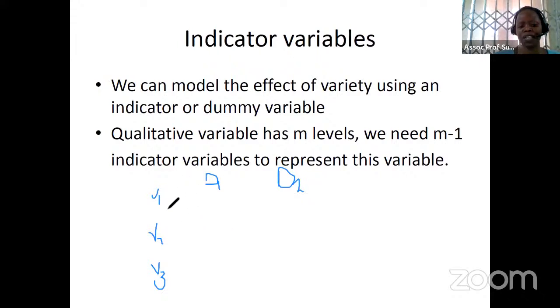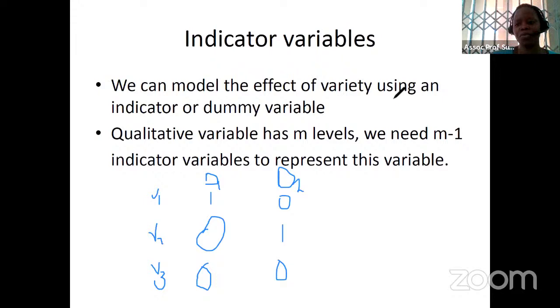So we are saying if variety is V1, then code it 1. The rest is 0. So these ones will be 0, and this one also 0. If variety is V2, then it will be coded 1, the rest is 0. So V2 is 1, the rest we call 0. Okay, so that is what is going to happen. And when you're running your regression model, you also include dummy variable 1 and dummy variable 2 in your model. Okay, so that is indicator variable.